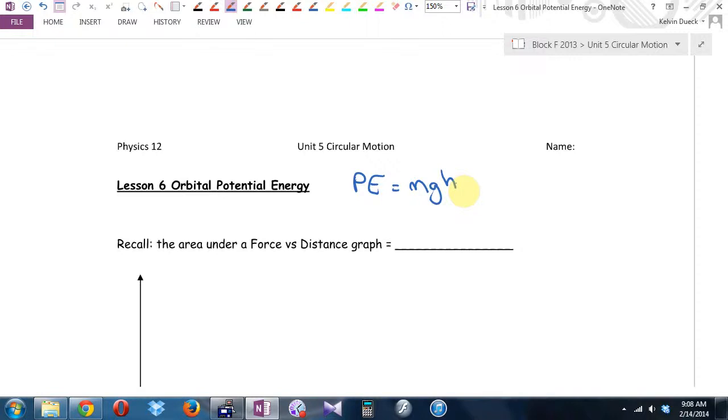Riley, what? It's only 9.8 on the Earth's surface and reasonably close, within a few hundred miles or so. But as you go up and up and up, it's going to change. So what we need to derive today is the cosmic potential energy equation, the one that works anywhere in the universe, the one that doesn't require the 9.8.